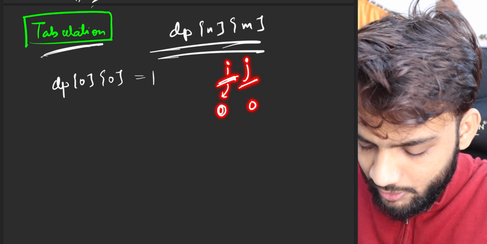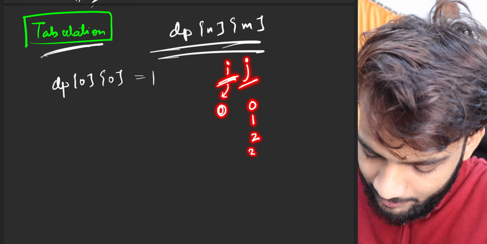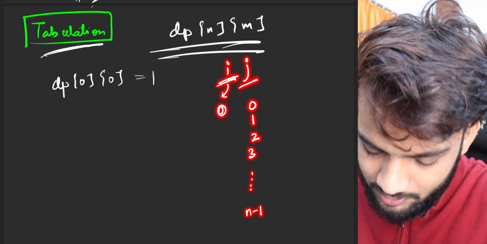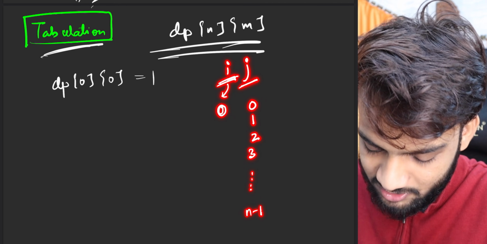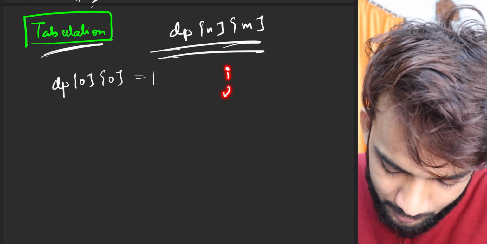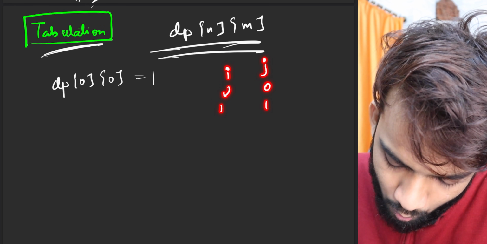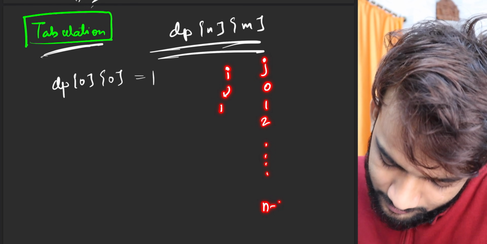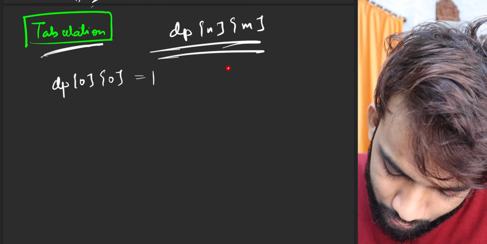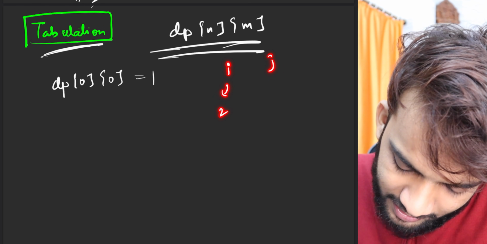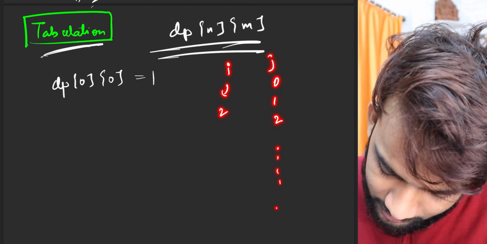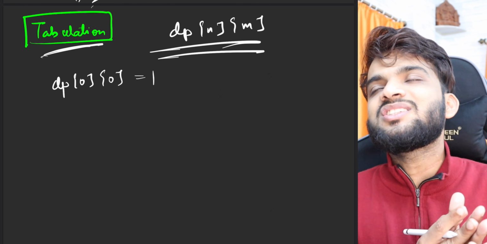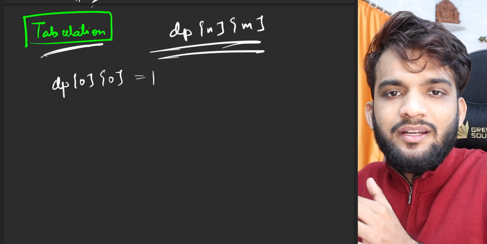It can be 0, it can be 1, it can be 2, it can be 3, dot, dot, dot till n minus 1, right? Next, what can be the value of i? It can be 1. For this j will be 0, 1, 2, dot, dot, dot till n minus 1. What can be the next i's value? It can be 2. For this j can be 0, 1, 2, dot, dot, dot till n minus 1.